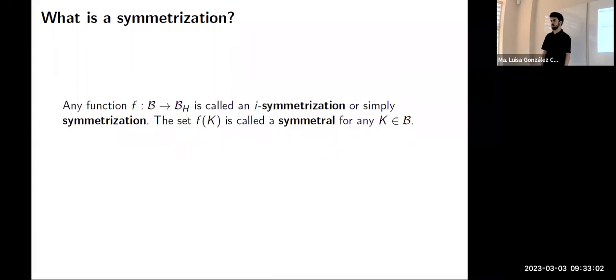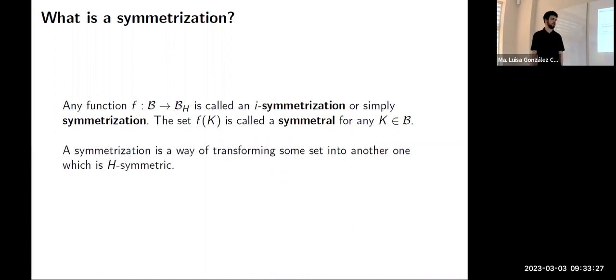So finally, what is a symmetrization? It is any function which goes from the class B into the class of symmetric sets B sub H. This can be called an i-symmetrization or simply a symmetrization. The image of this function on some set is called the symmetral of that set. So basically, a symmetrization is a way of transforming some set into one which is H-symmetric.